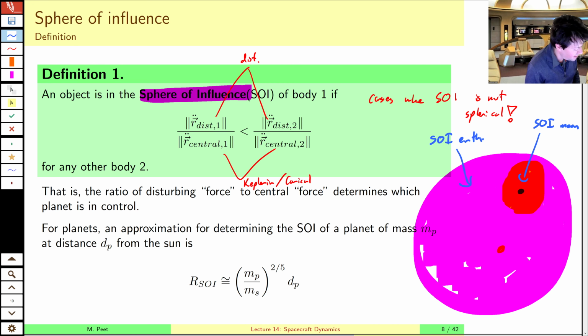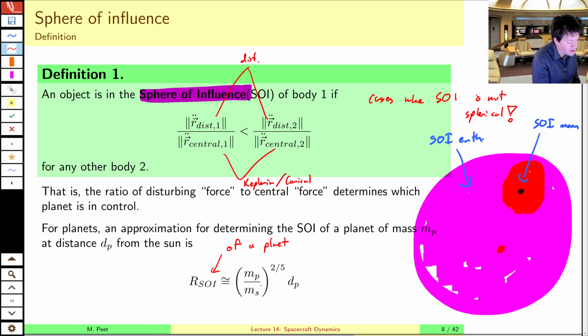And most of the time, if we're not thinking about the moon, because the moon's a little bit more complicated, if we're thinking about the sun and the earth, then the spheres of influence of the planets are relatively spherical. So here we have a rough and ready approximation for the sphere of influence of a planet. Obviously, if you're not in the sphere of influence of a planet, you're in the sphere of influence of the sun.